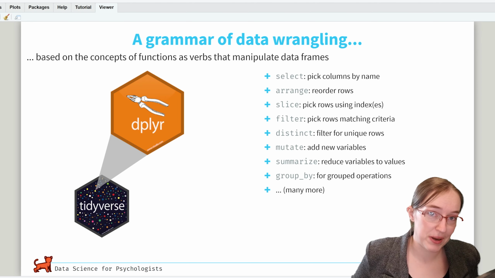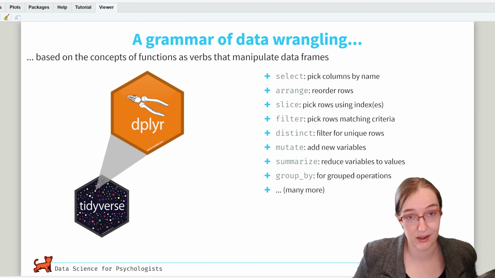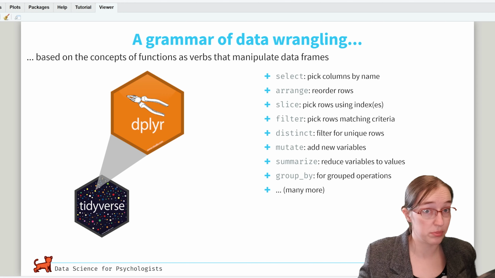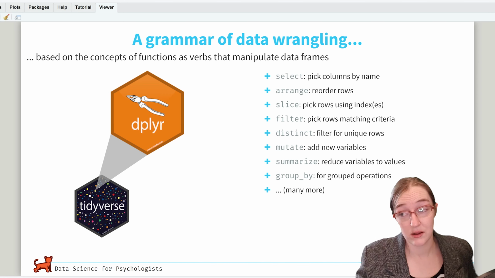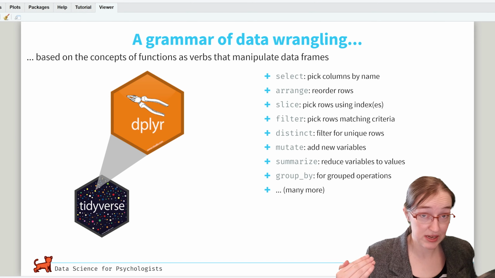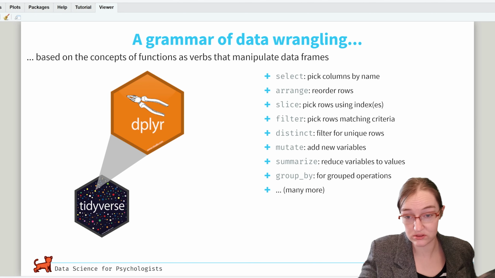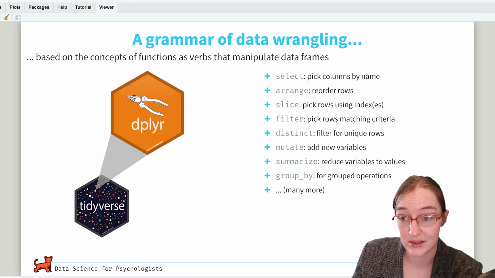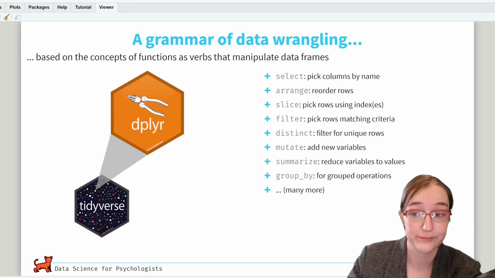We've also got group by. Group by is great because it groups your data, and then you can do the other operations by group. So if you want to summarize data by gender, you group by gender and then mutate to make your mean, or summarize if you want to do it that way. Lots of cool ways to do it. This is a really powerful tool.